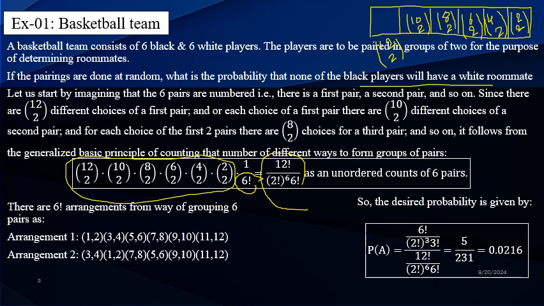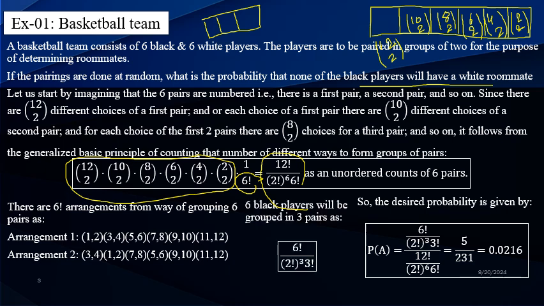Now, what is the probability that you are willing to compute? That none of the black players will have a white roommate. That means you have to distribute all the black players in just 3 rooms. How many black players are there? 6. They need how many rooms? 3 rooms. What are the possible combinations? In a similar way you can do it. What you have done for 6 rooms, you have to do it for 3 rooms. So factorial 12 will be replaced by factorial 6, and factorial 2 to the power 6 will be replaced by factorial 2 to the power 3. And here you have to divide by factorial 3.